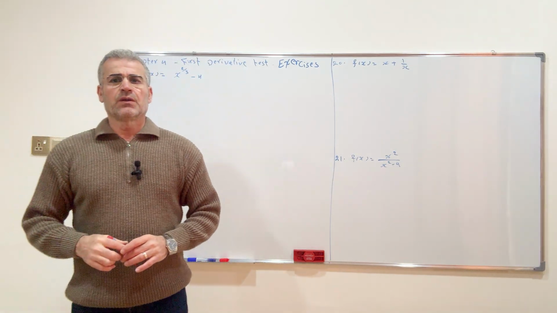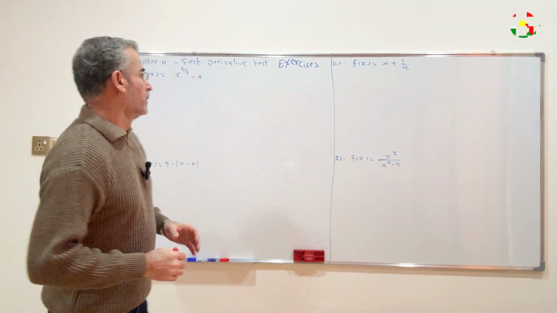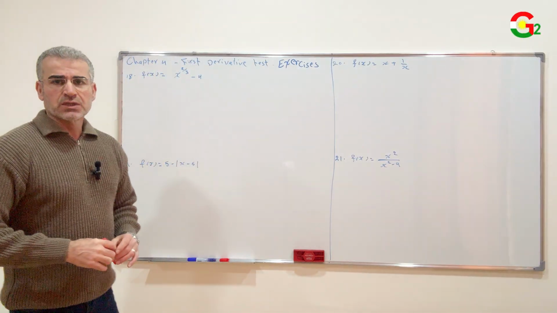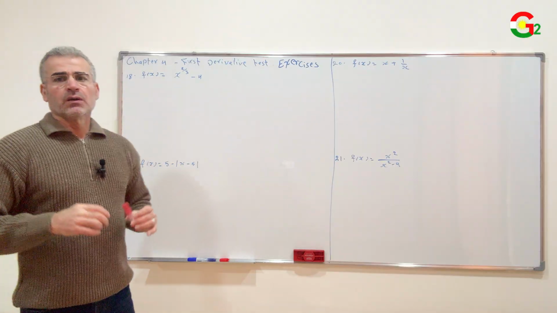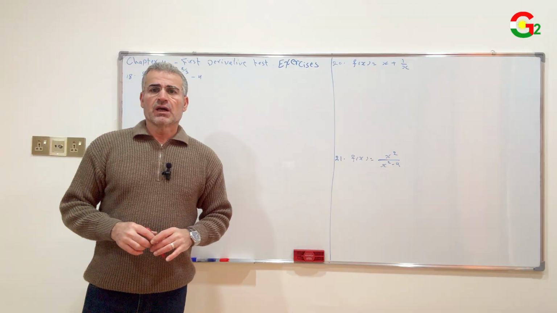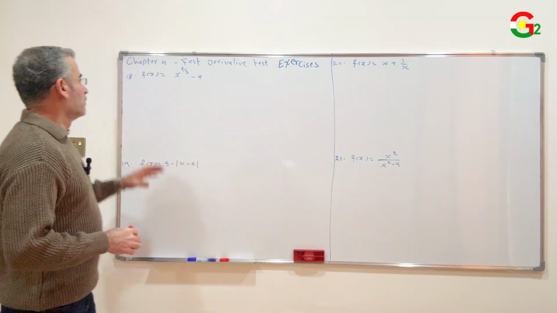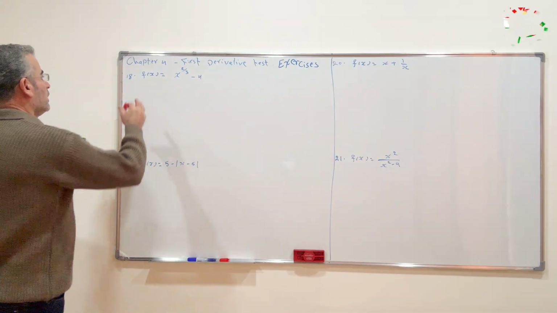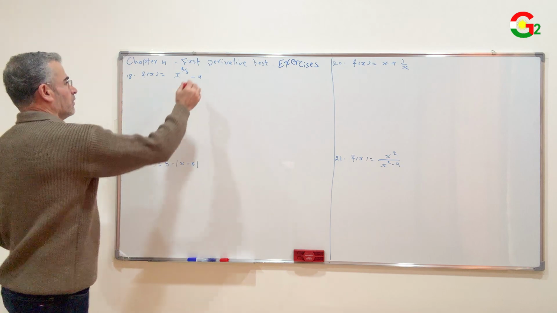Hello everyone. In this lesson, I'll complete solving the exercises of lesson 4.1. We reach question number 18. Find the critical point, maximum, increasing and decreasing interval, maximum local and minimum extremum for this function. f of x equals x to the power 2 over 3 minus 4.